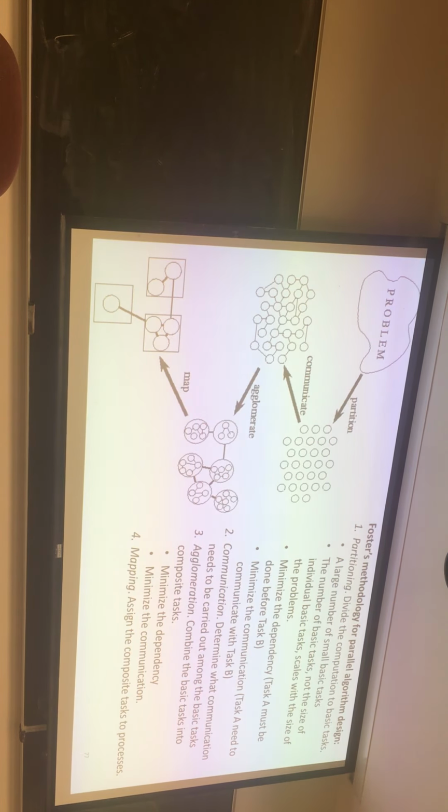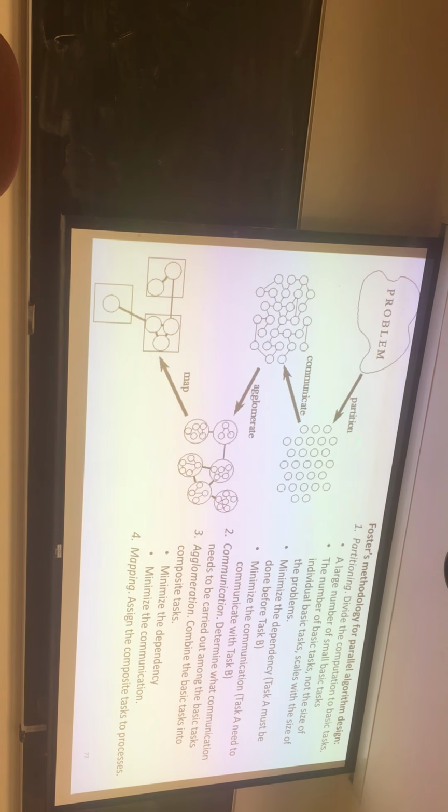So basically you can think about 4 different steps. In the first step, you have a big problem and you partition it into many basic tasks. So the goal is to divide the problem into many different basic tasks. Ideally, the number of basic tasks is larger than 10 times the available processes you will want to use.